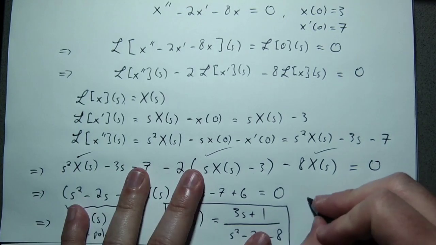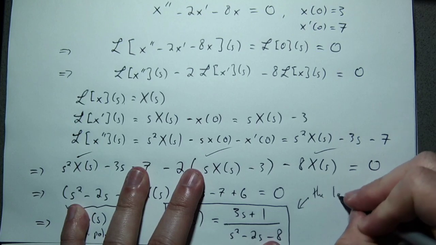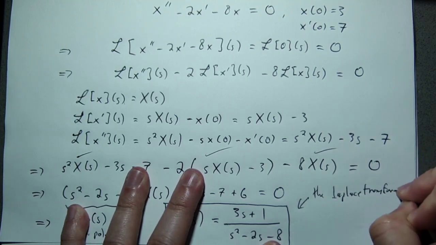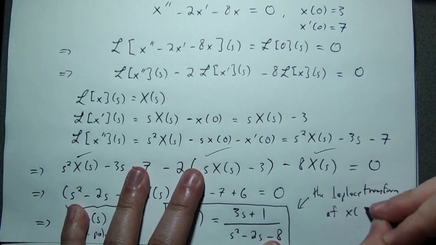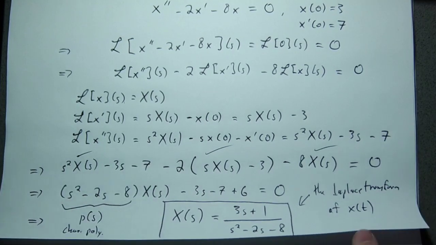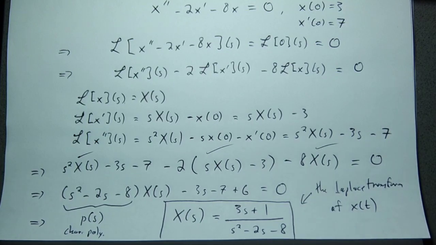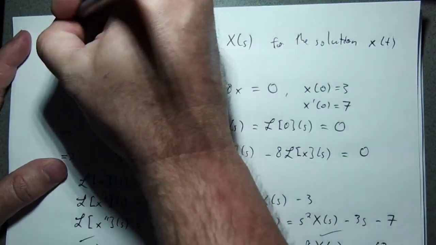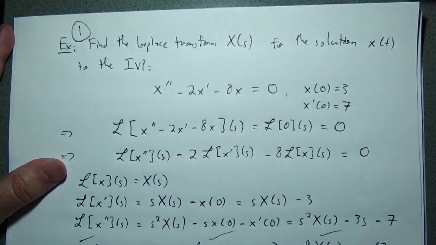Okay. So we found the Laplace transform of the solution. This is the Laplace transform of x of t. So we haven't found little x of t yet. We've just found its Laplace transform. Okay, so we'll call this example 1.